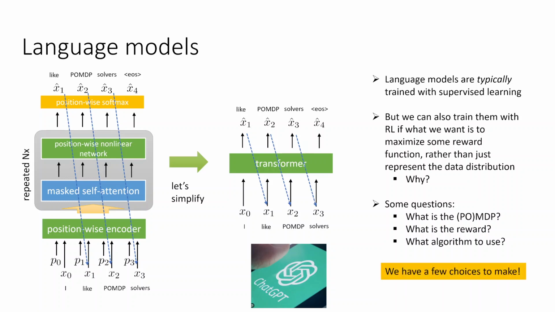So let's talk about some of those choices. We'll start with RL training of language models for what are sometimes referred to as single-step problems, which is the most widely used application of RL for language models. That's how ChatGPT, for example, is trained. And then in the next section, we'll talk about multi-step problems.